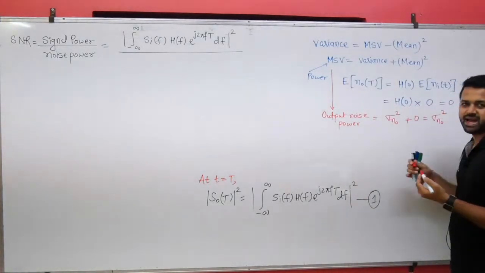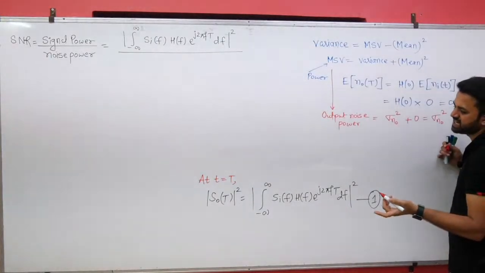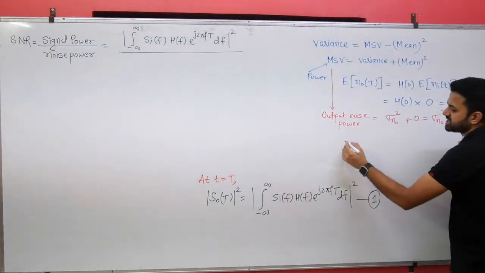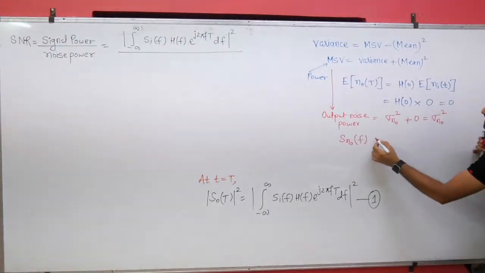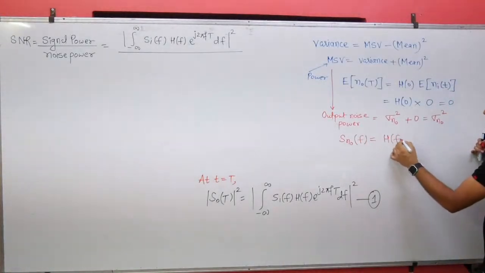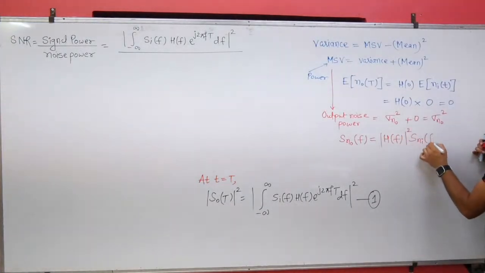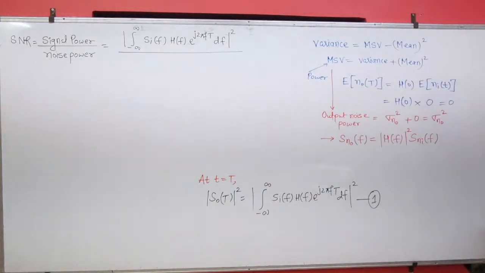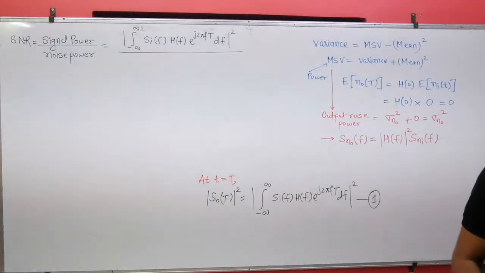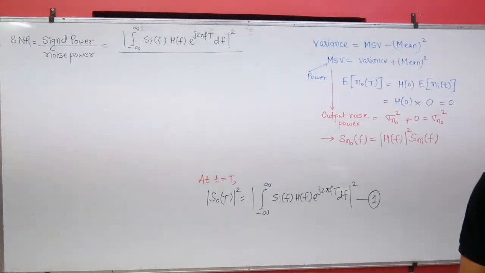But from the matched filter, if I say the relation between the output power spectral density and the input power spectral density, the output power spectral density, which is S_no(f), is equal to |H(f)|² into S_ni(f). Do you agree with this point? The output power spectral density will be nothing but |H(f)|² into S_i(f).